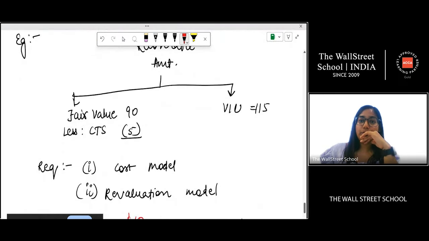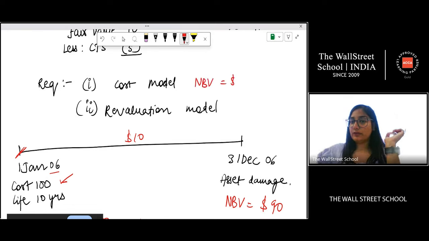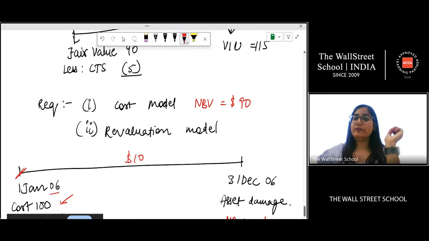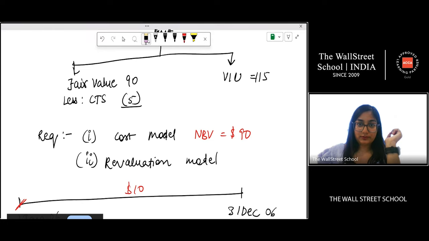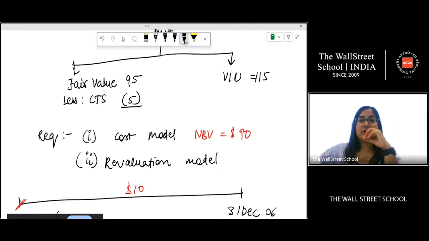So now what do I have to do? They are saying that there was an asset damage that happened at the end of the year. Let's say the company is using the cost model. In that case, their net book value will be how much? $90. If the company is using the fair value model, let's change the example to 95, okay. And if the company uses the revaluation model, what is the fair value that we have?